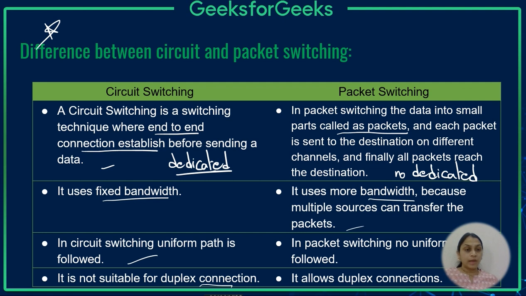So this is what we have learned. What exactly circuit switching is, and what the advantages and disadvantages of circuit switching are, and what packet switching is, and what the types of packet switching are, connection oriented and connectionless packet switching, and the advantages and disadvantages of packet switching. And finally, we learned the difference between circuit and packet switching.